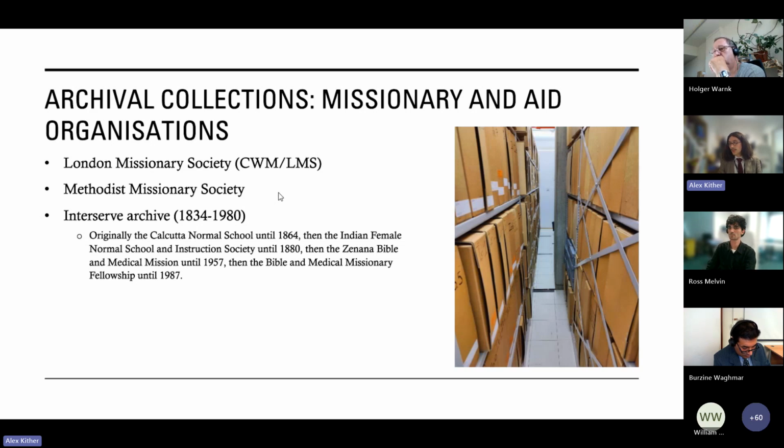And also, speaking of Christian aid organisations, of which we have many archives, one to notice specifically is the Interserve archive, formerly the Calcutta Normal School, which went through various iterations over its history, and relates to Christian educational activity, primarily in India.